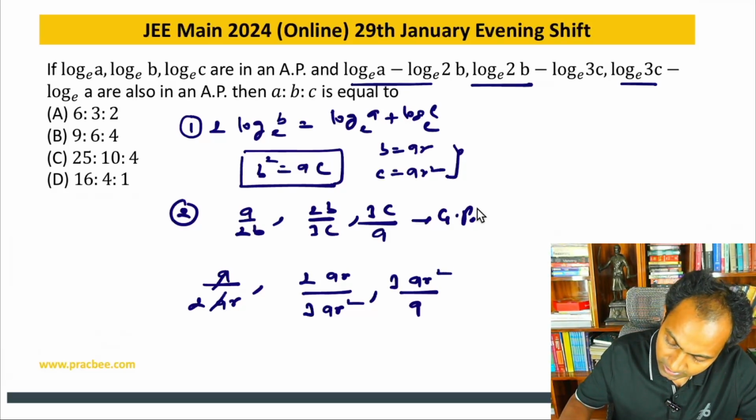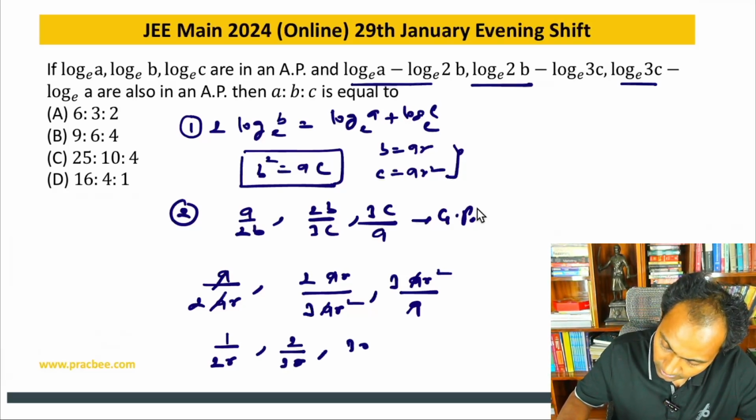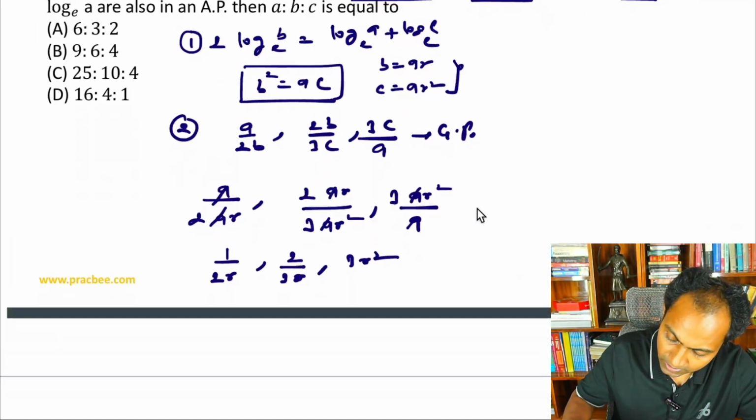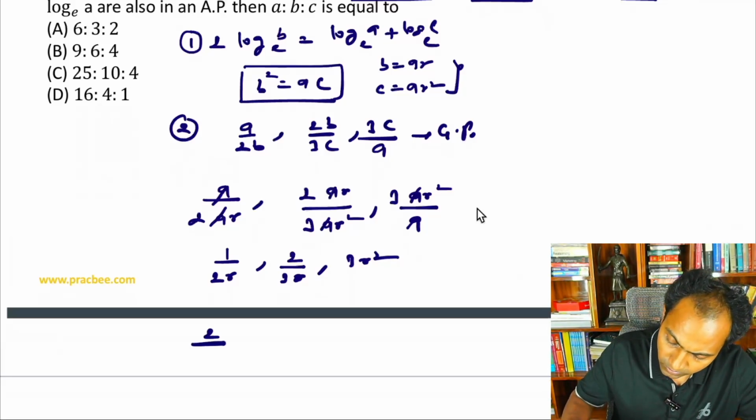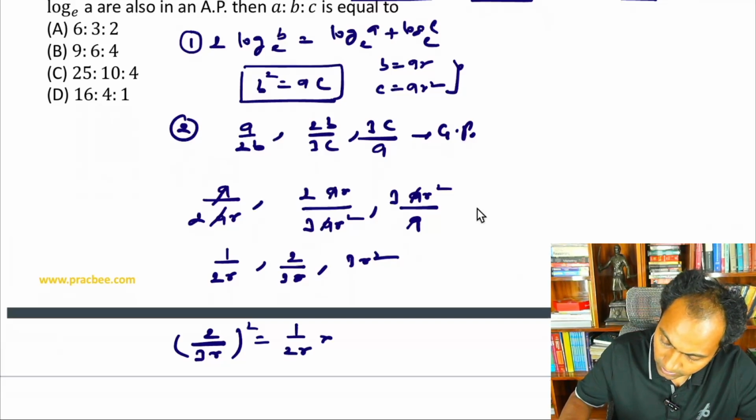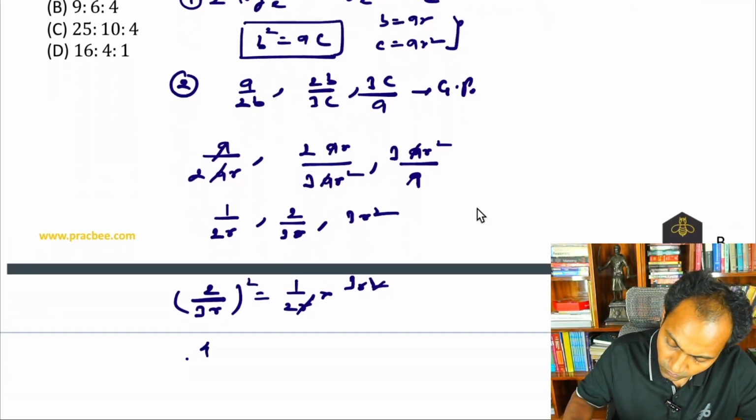So you can see that a gets cancelled out, and what we have is 1 by 2R, 2 by 3R and 3R square. Now again, if I apply the logic, you can see that it will become (2 by 3R) whole square will be equal to 1 by 2R into 3R square. So if you carefully observe, this R will get cancelled out, and what you have got is 4 by 9R square. This is equal to nothing but 3 by 2R.